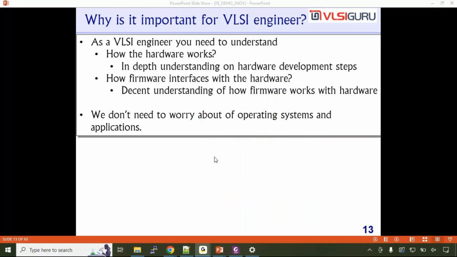Any questions so far? So now tell me, how many layers are there in an electronic system? 4 layers. What is the most basic layer? Hardware. Above hardware, what is there? Firmware. Above firmware, the operating system. Above the operating system, applications. So they have their own way of interacting.